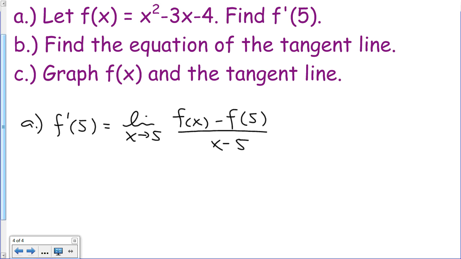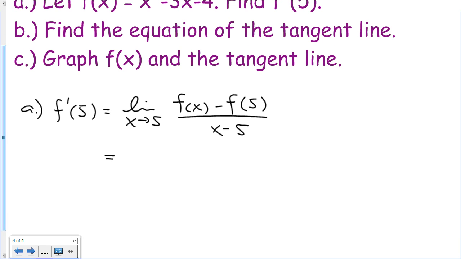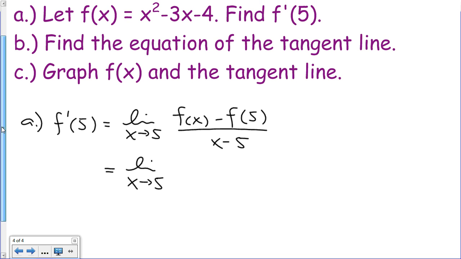All right, the next step of this is going to be some substitution. Notice that I'm writing down my limit notation throughout the problem here until I get to the last step and I'm ready to substitute. As I let x go to 5, I'm going to replace f of x here with its function that we defined at the beginning. So that was x squared minus 3x minus 4.